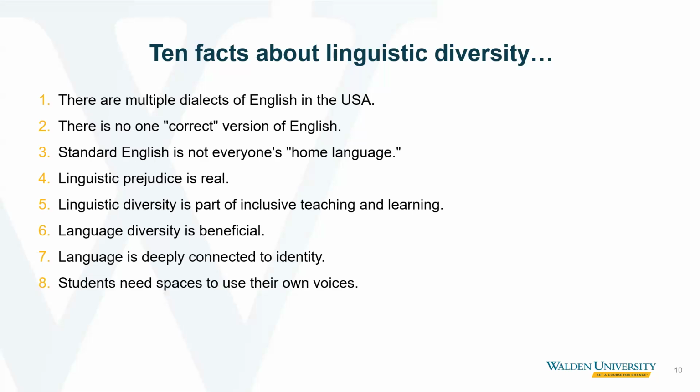Number 8, students need spaces to use their own voices. Research into social presence and its importance in student satisfaction and learning shows that one of the ways we build trust and safety in our classrooms is to foster an environment where students feel comfortable bringing their whole selves into the educational process. Having spaces where they can use their voice is essential. The class cafe is a good option for many of us.